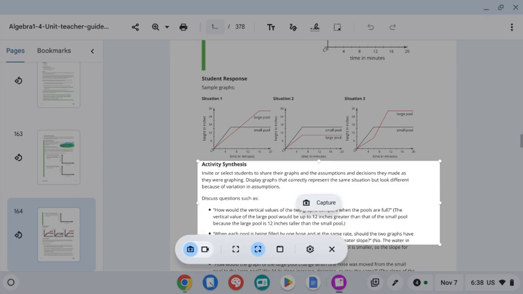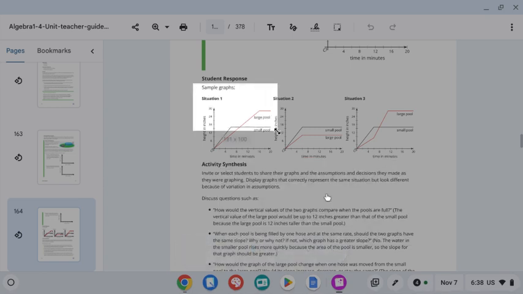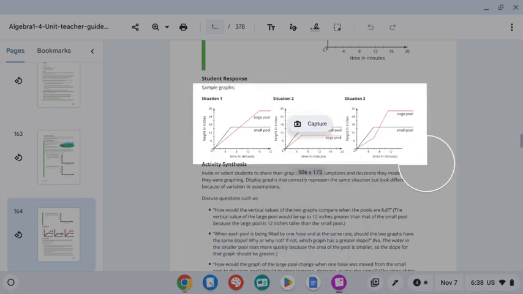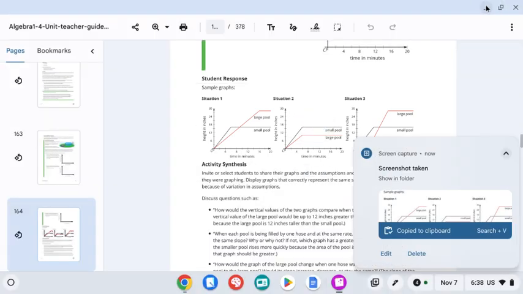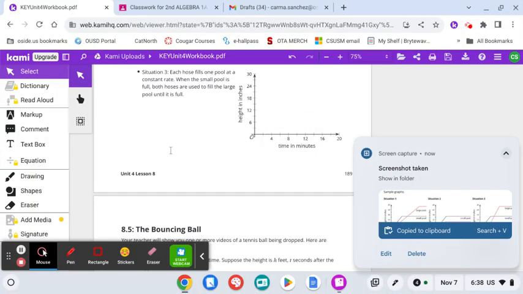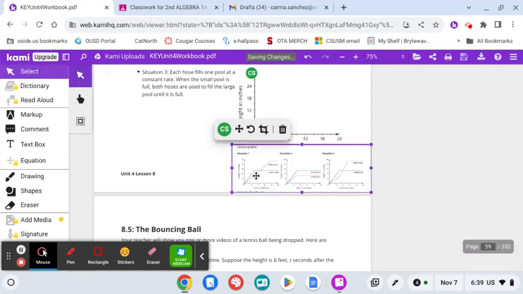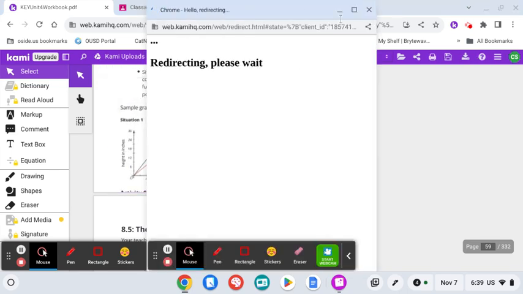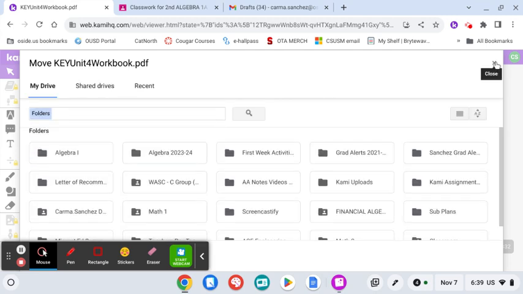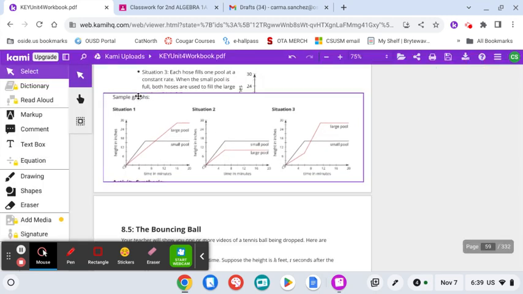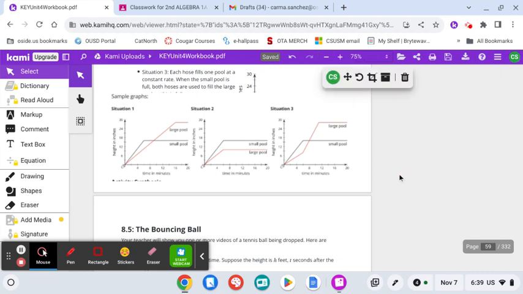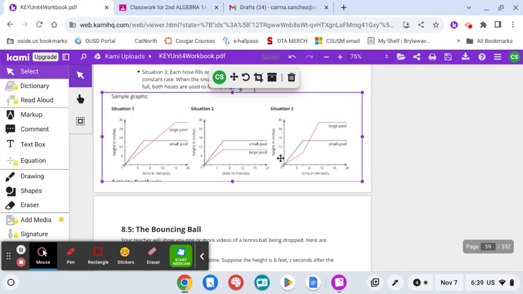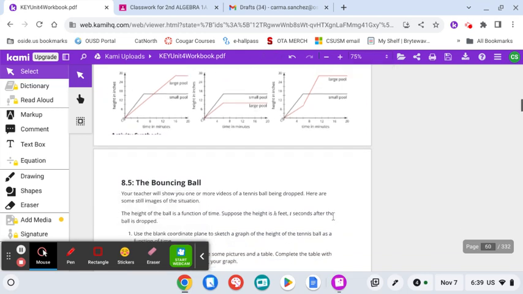So for this one, notice how you're doing two separate things on one graph. All right, see how you did on sketching out your situations compared to these sample responses.